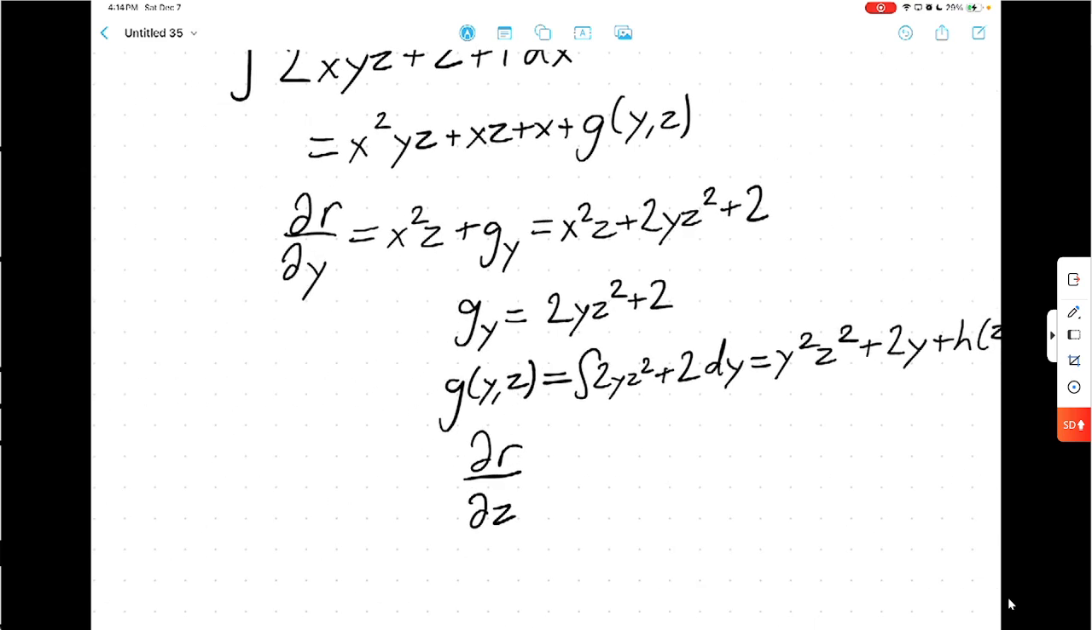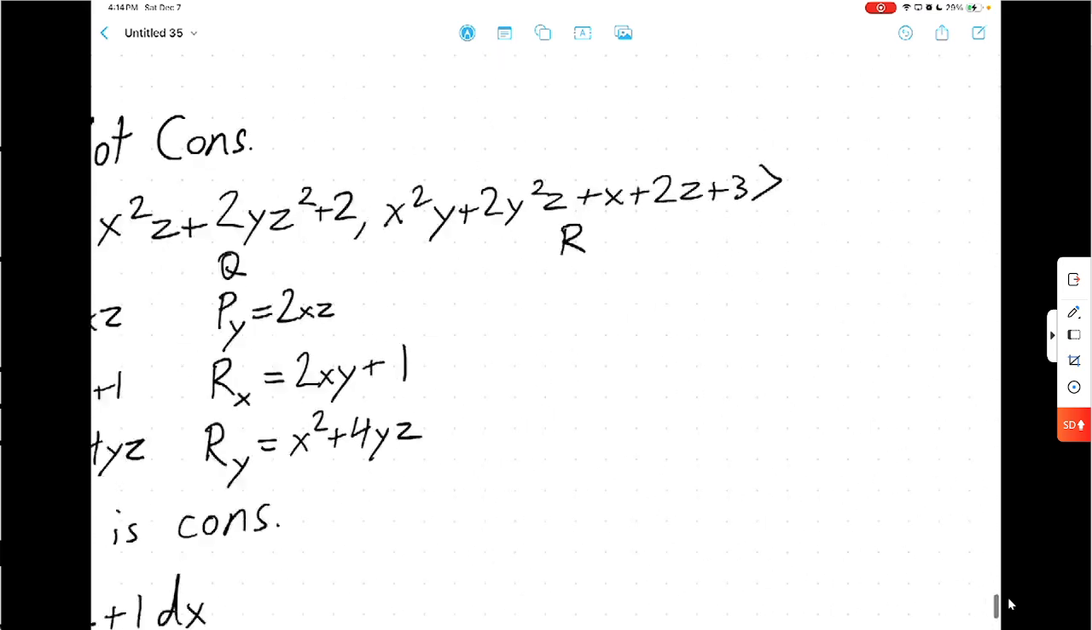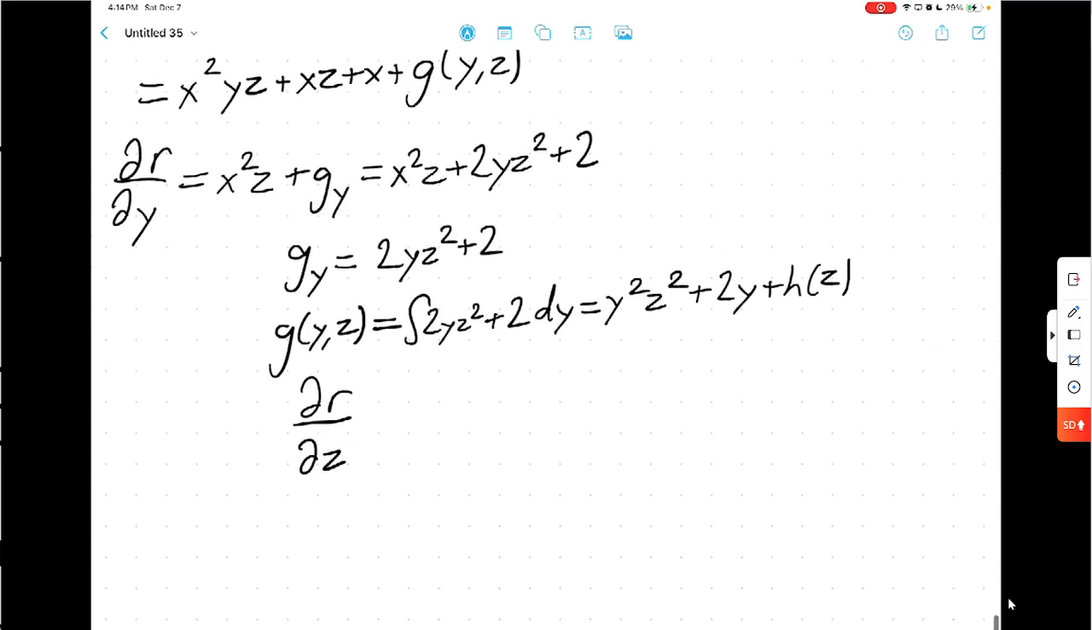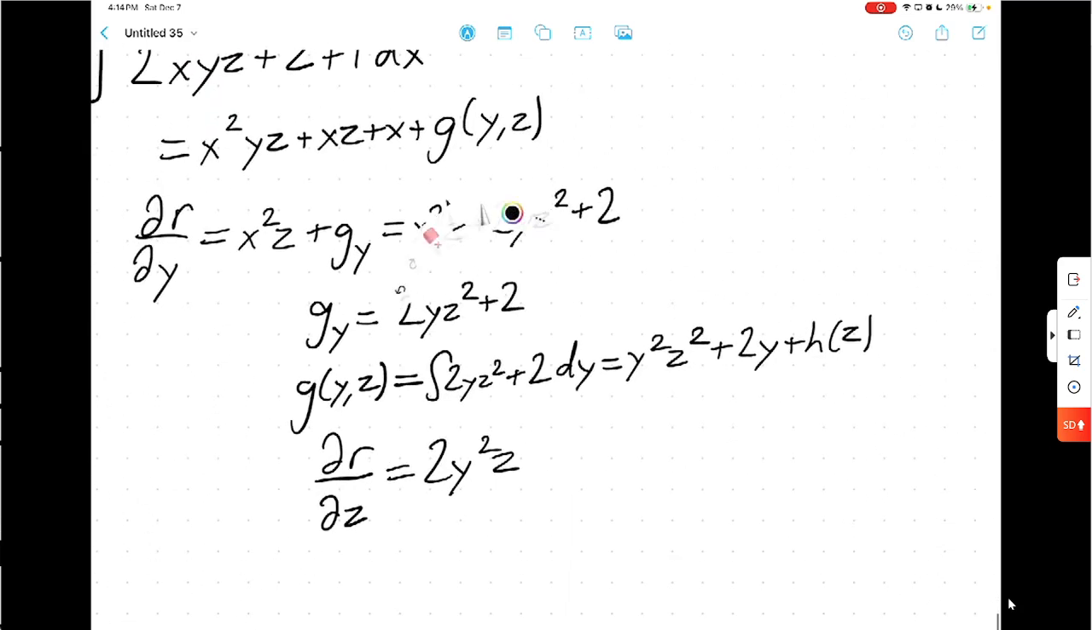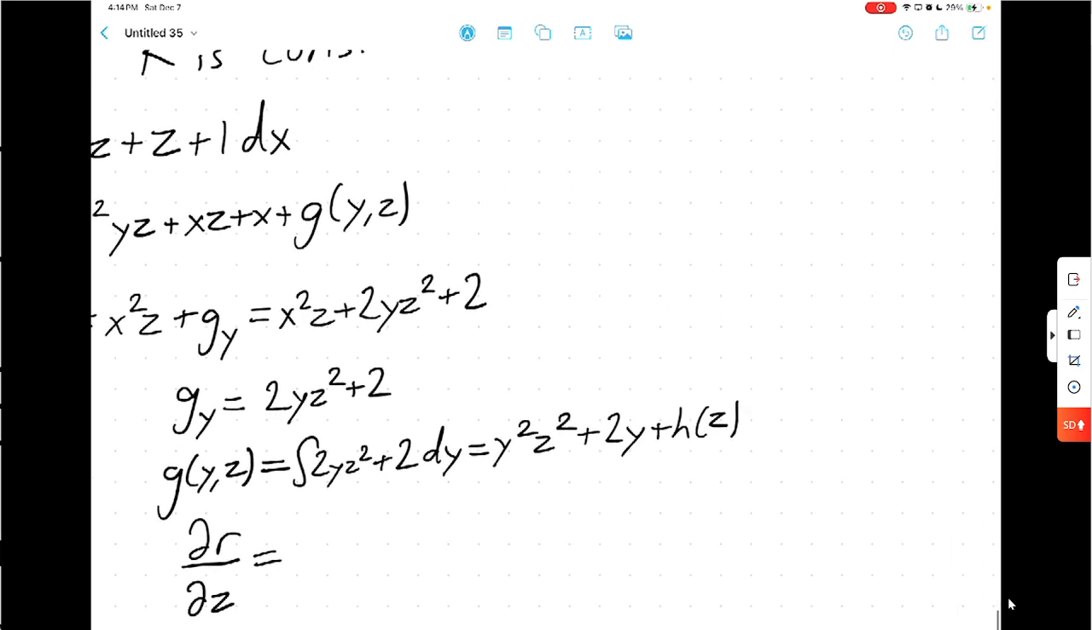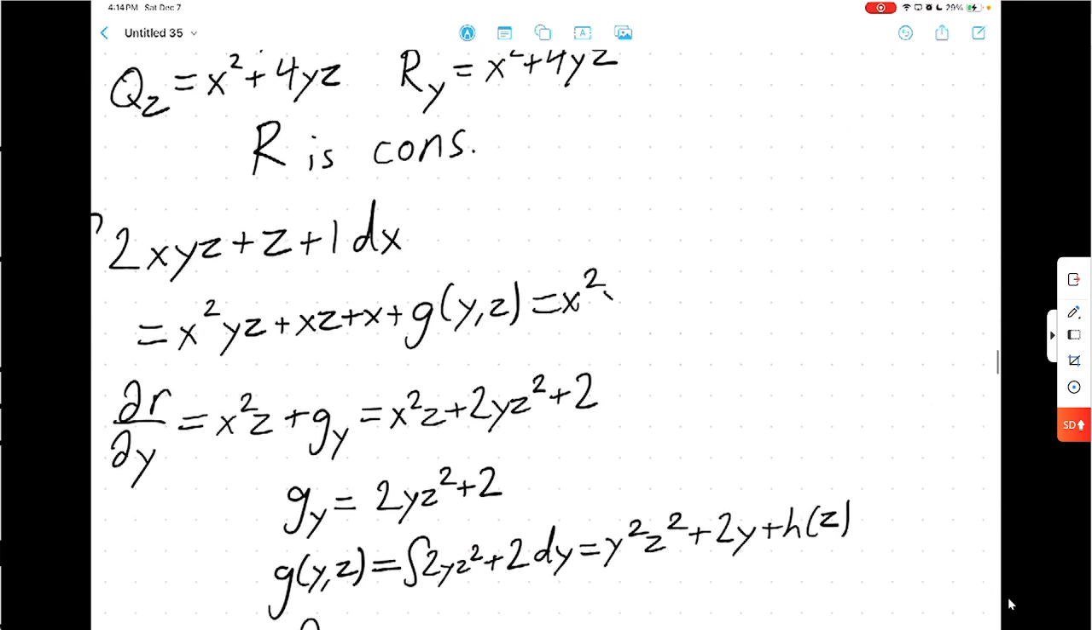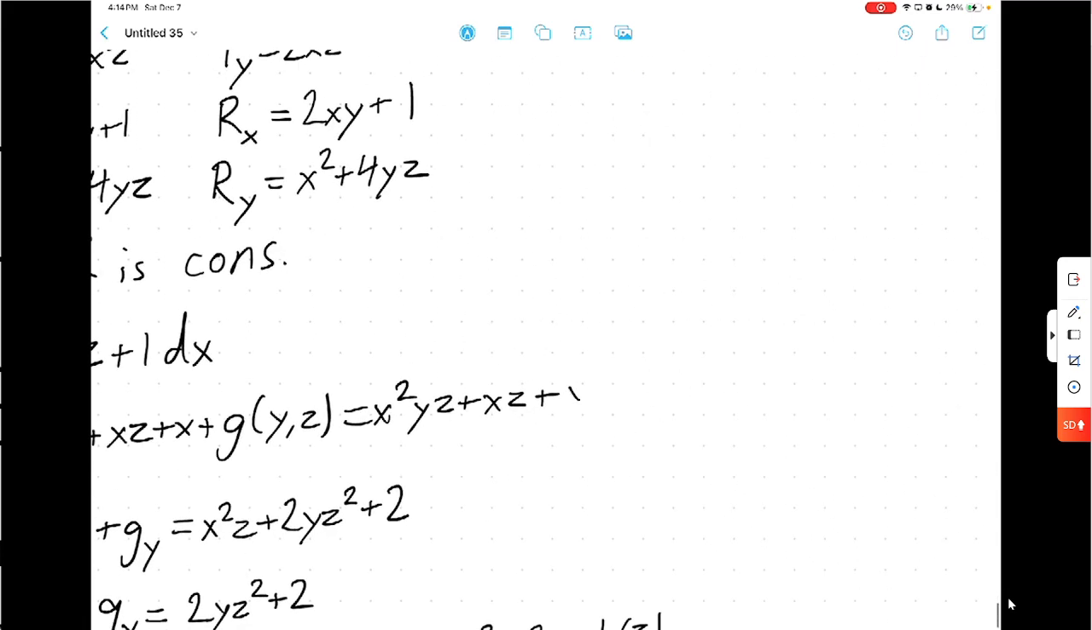And then we need to find whatever this g of yz is, such that all the other partials line up, because we know they have to. So what is it that you are adding? Whatever expression we get over here. And then we have to find h of z and do the same thing. Plus xz plus y squared z squared plus 2y plus h of z.